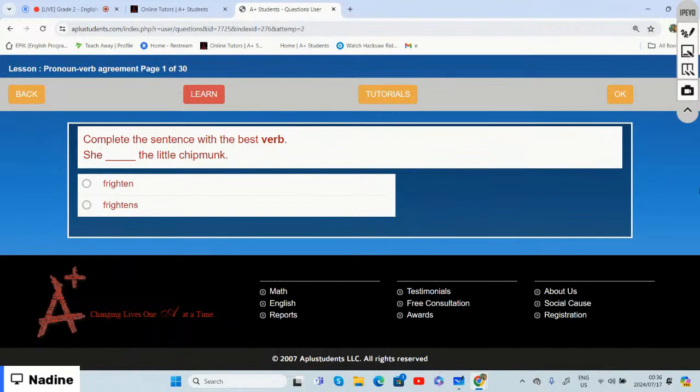She refers to one person doing an action. Remember, we said if one person does an action, our verb ends with an S. If more than one person does something, then our verbs do not end with an S. So here it says she is one person. Do we say she frightened the little chipmunk? Or do we say she frightens the little chipmunk? Option one or option two?